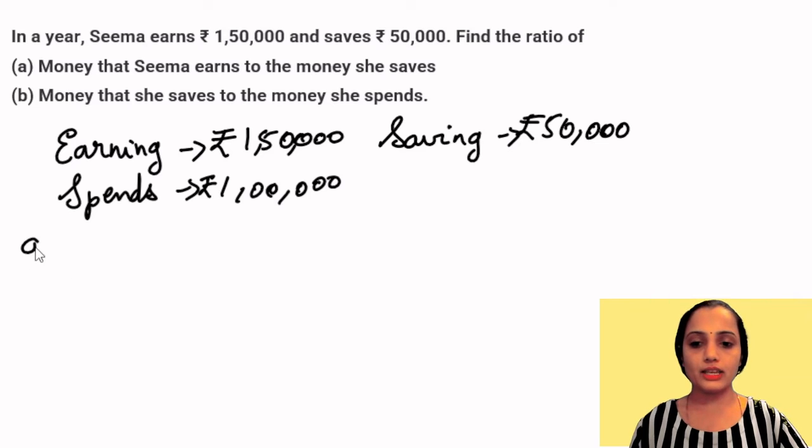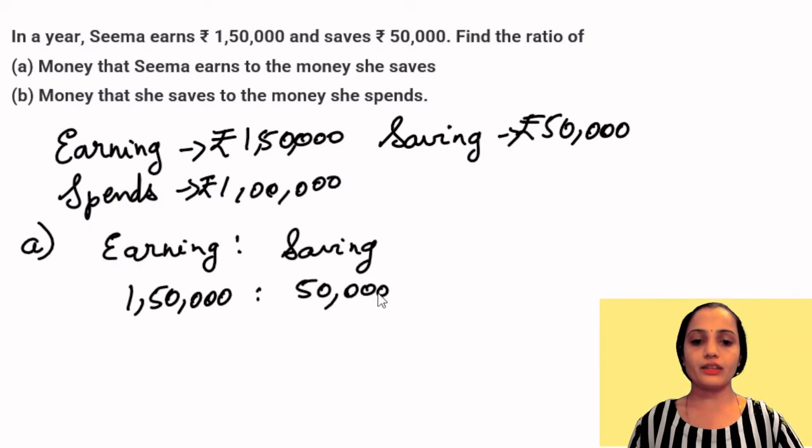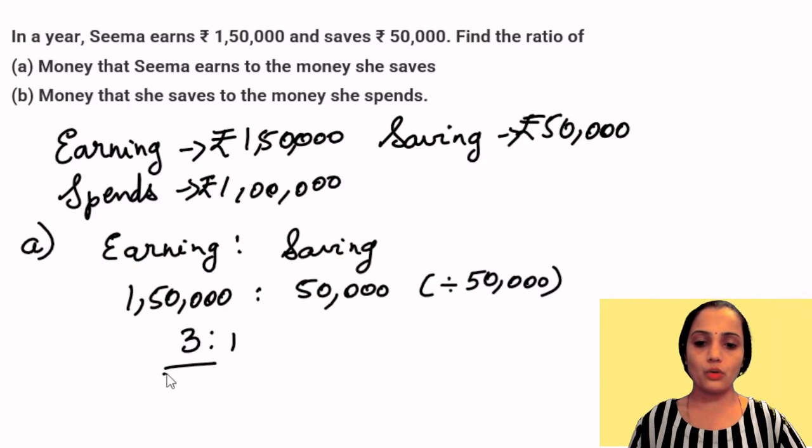The first question asks the ratio of the money Seema earns to the money that she saves. We need to find the ratio of the earning to the saving. So earning is to saving. This is again very simple. 1,50,000 is to 50,000. If you look at them, we have 50,000 as the common factor, and when you divide it, you get 3:1.